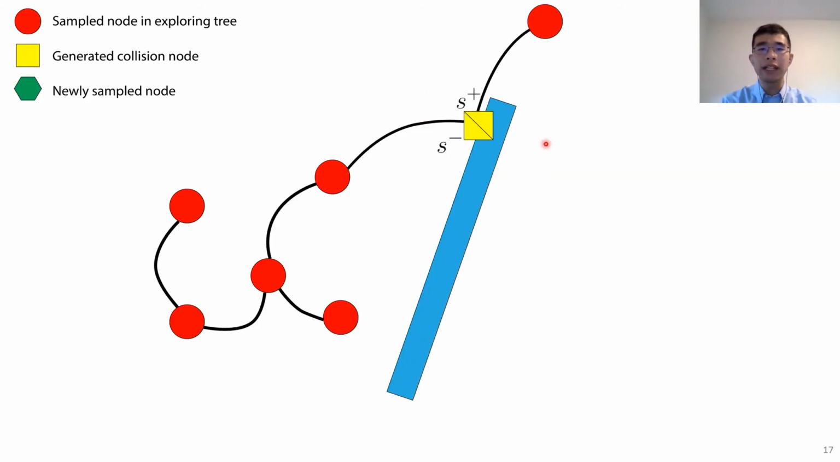After generating the collision node, we can connect it to other sampled nodes. When the collision node is connected with other nodes with timestamp prior in time, it will use the state before the collision for the connection. Meanwhile, when it is connected to other nodes with a timestamp later in time, it will use the state after the collision, like S plus here, for connection.